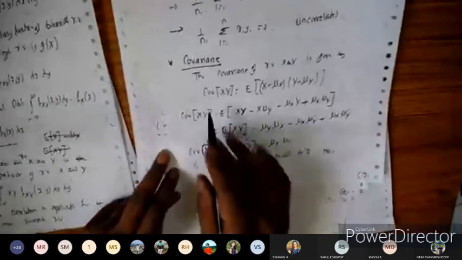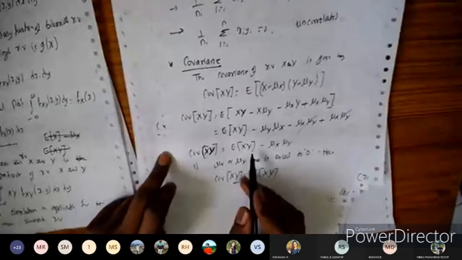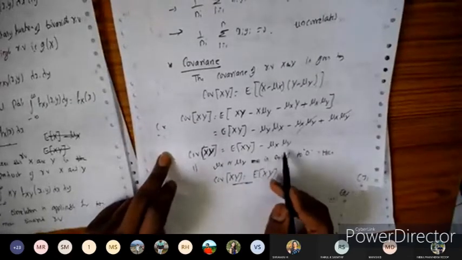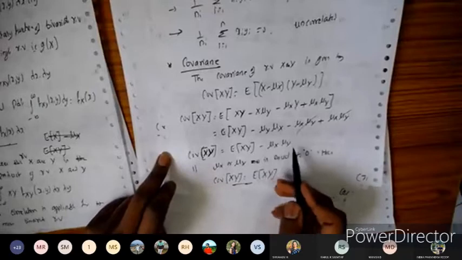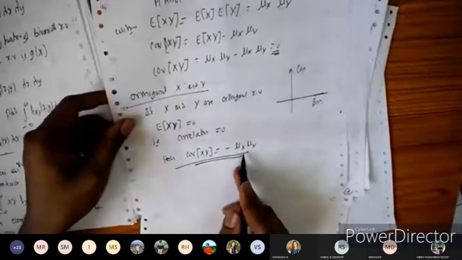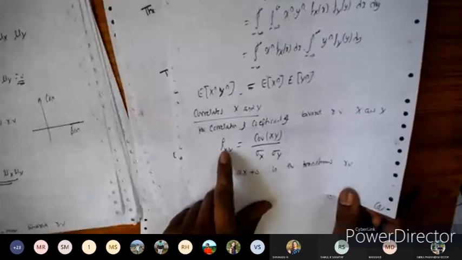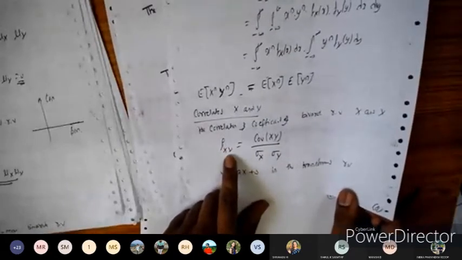For the covariance, we use the formula: the covariance is the expected value of the product XY minus the product of their means. For uncorrelated random variables, the covariance is equal to 0. For orthogonality, the correlation is equal to 0, and the covariance equals minus mu_X times mu_Y. This is the correlation coefficient, rho_XY, which is equal to the covariance divided by the product of their standard deviations.